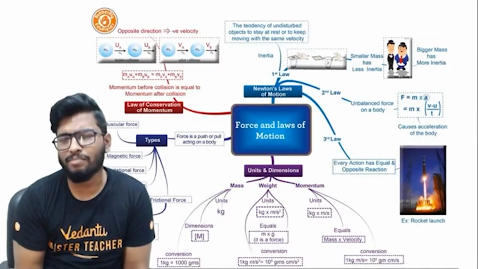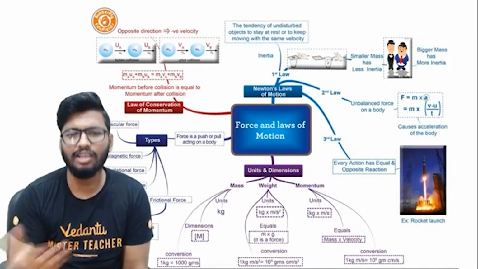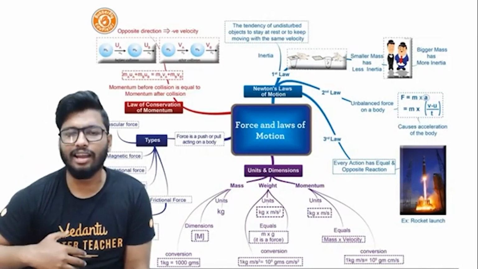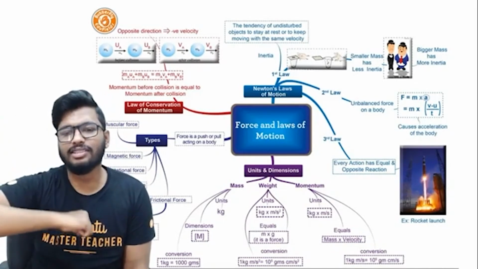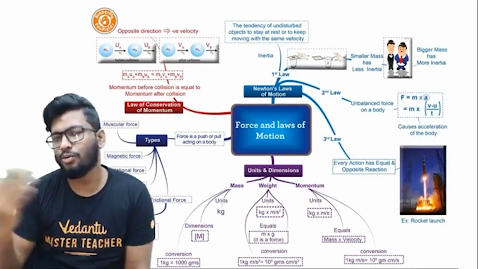Mass is nothing but the amount of matter, which is measured in terms of kg, and you also have grams. So yes, if you talk about the conversion, 1 kg is equal to 1000 grams.